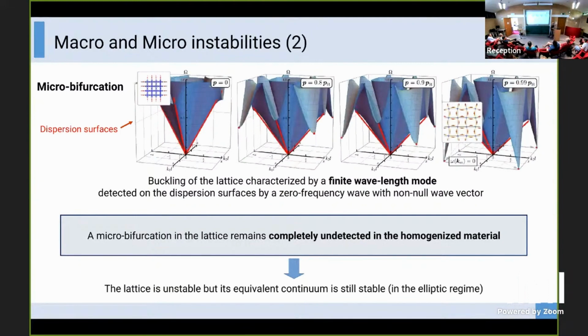This is the case of a micro bifurcation. A micro bifurcation in the lattice is characterized by a finite wavelength mode and can be detected on the dispersion surfaces by a zero frequency wave with a non-null wave vector. So again, the prestress is increasing from left to right, and you see these red points here when the prestress is close to the micro instability. This corresponds to waves at zero frequencies, but non-null wave vectors. So these are micro instabilities in the lattice. And a micro instability in the lattice remains completely undetected in the homogenized material. So the lattice is unstable, but its equivalent continuum is still stable in the elliptic regime.